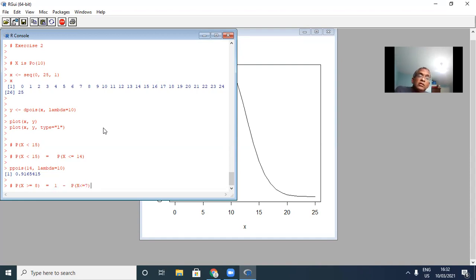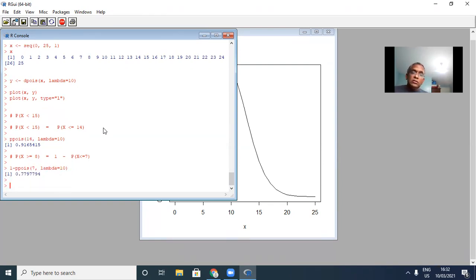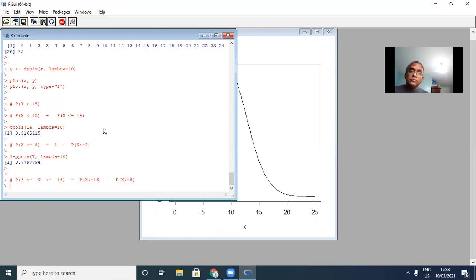I remember. Okay, so it will be 1 minus P Poisson at 7 with lambda equal to 10. So that's the answer. And next, we want to find the probability that X is between 6 and 16. Now, this probability can be written as the difference of these two probabilities.